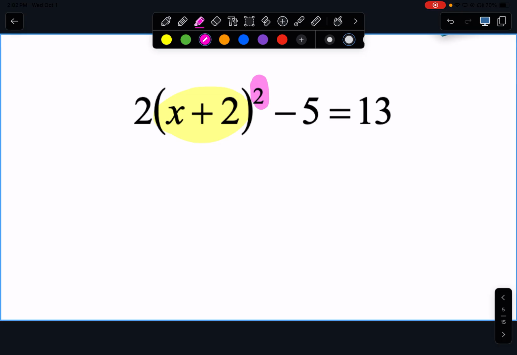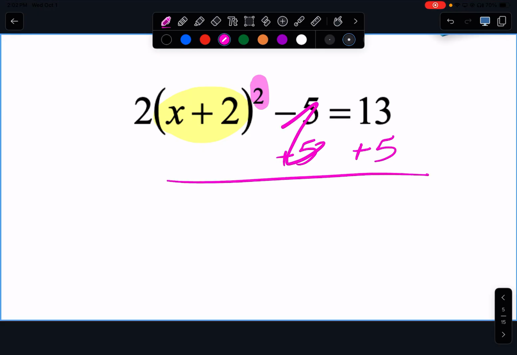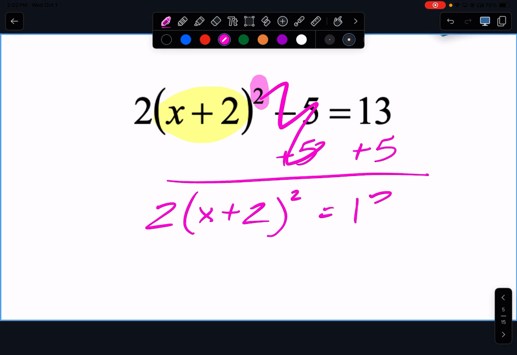So I want to undo this first, though. So we're going to add 5 to both sides. Just like that. So then I have 2 times x plus 2, I still have that squared equals 13. Not 13, 18.